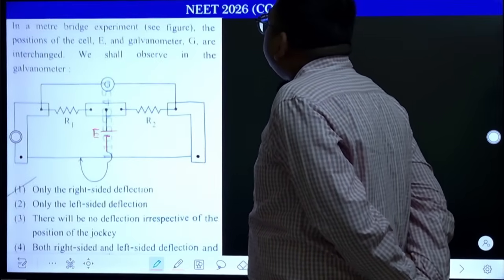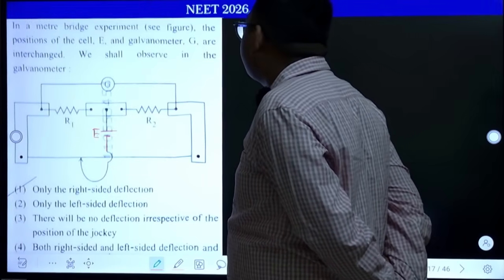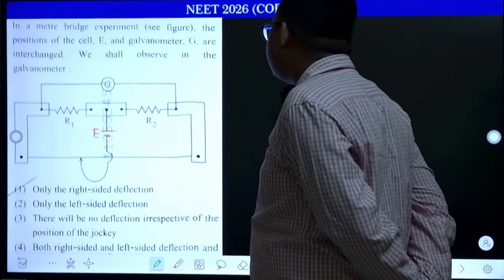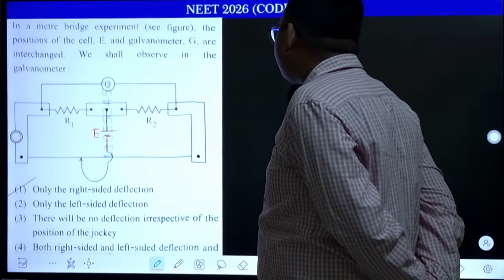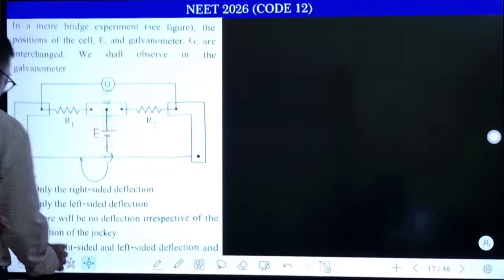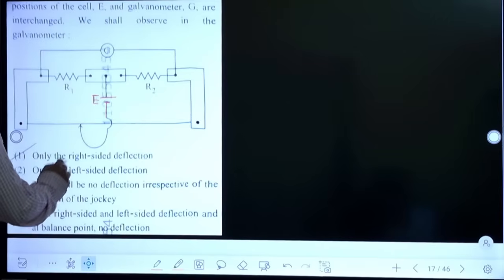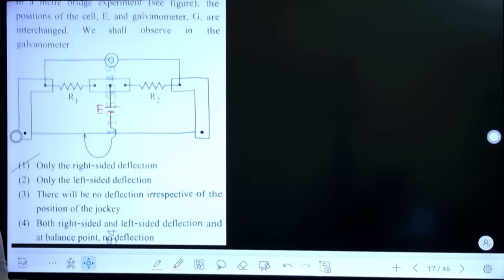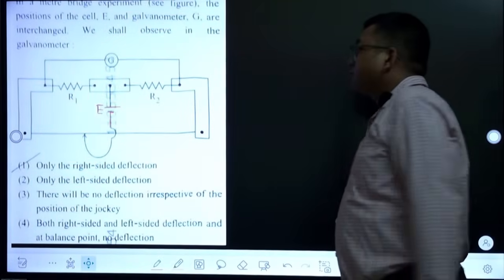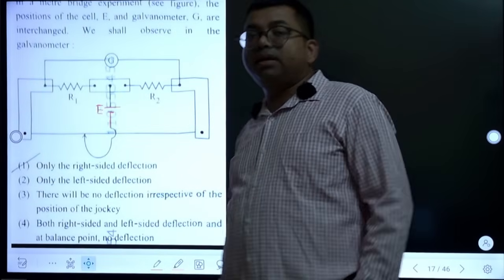In a meter bridge experiment, the positions of the cell and galvanometer are interchanged. We shall observe in the galvanometer only the right side deflection, only the left side deflection, there will be no deflection irrespective of the position of the jockey, and the last option is both right side and left side deflection, and at balance point no deflection. And what does this question mean? Deflection will happen when it is not balanced.